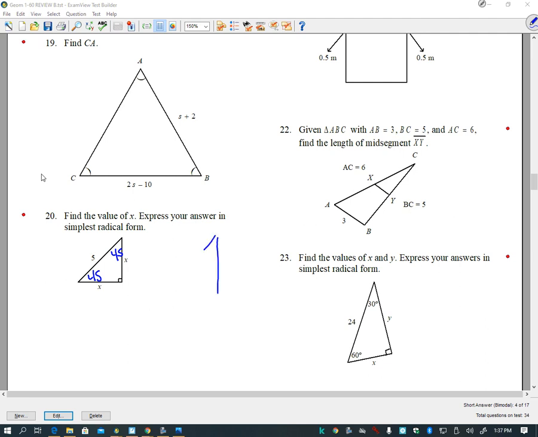Because in a 45, 45, 90, my ratios are x to x radical 2. So what is 5 equal to in my reference triangle? No, the x's are down here. We're going to substitute 5 in for this whole thing right here. 5 is equal to x radical 2. But I want to know what just x is. So how do I figure that out? It's just an equation. How do you solve for x?